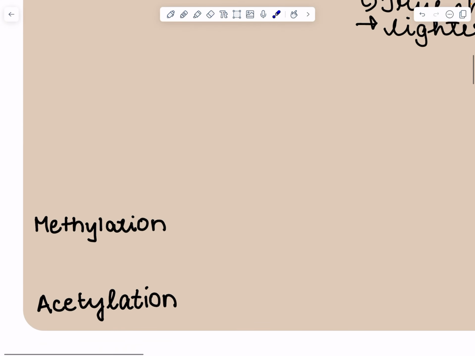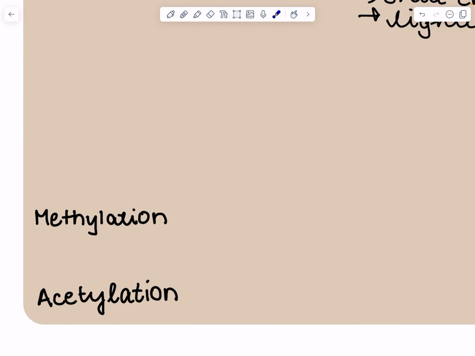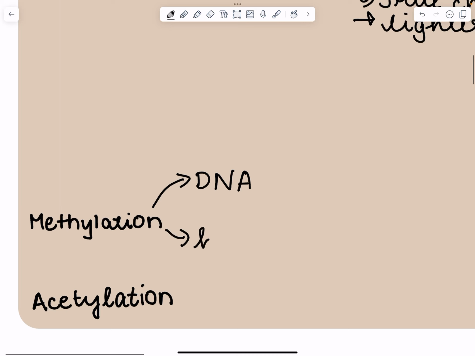Now there are two processes that take place. One is known as methylation and the other is known as acetylation. Methylation is also of two types. It can occur in DNA, and we call it DNA methylation, and it can occur in histones, and we call it histone methylation.